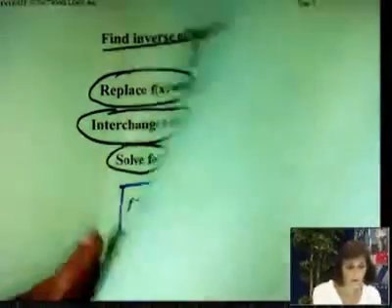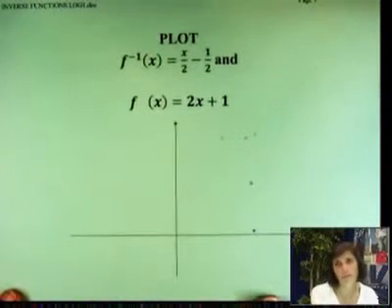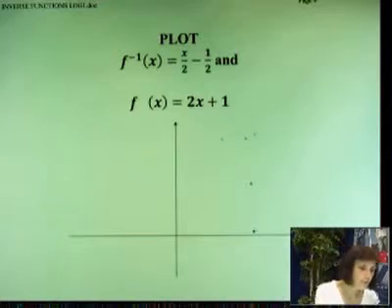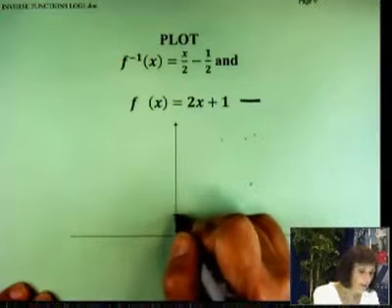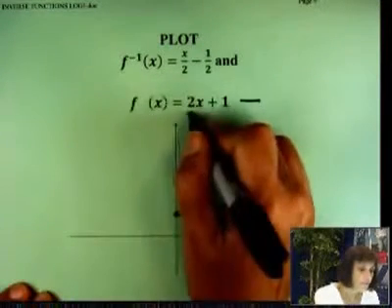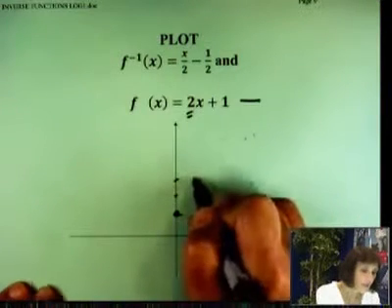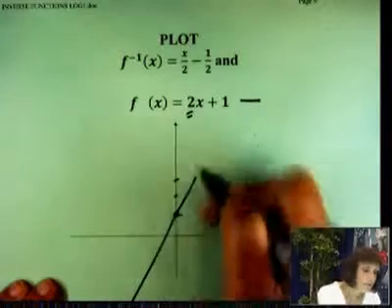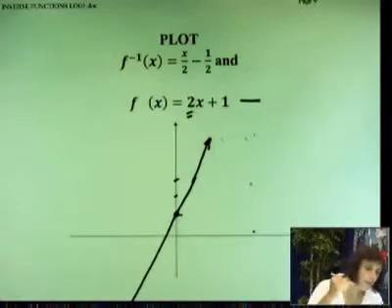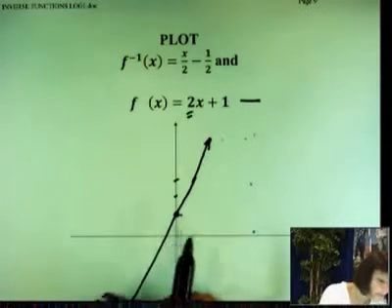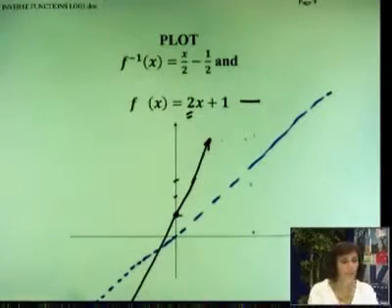So let's look at one more thing. Let's plot these two and actually see if they're mirror images along y equals x. So I'm going to start with 2x plus 1. I'm going to do that in black. So my y-intercept is 1, and the slope is 2, 2 over 1. And I'm going to draw that. So this is a slope of 2 to 1. Okay, let me put in y equals x. There's a little swing in there.